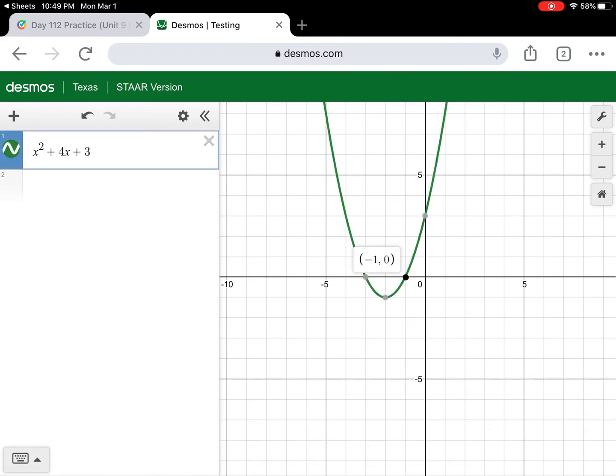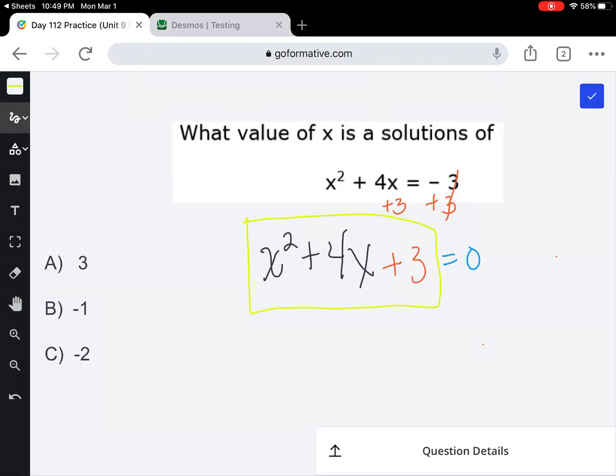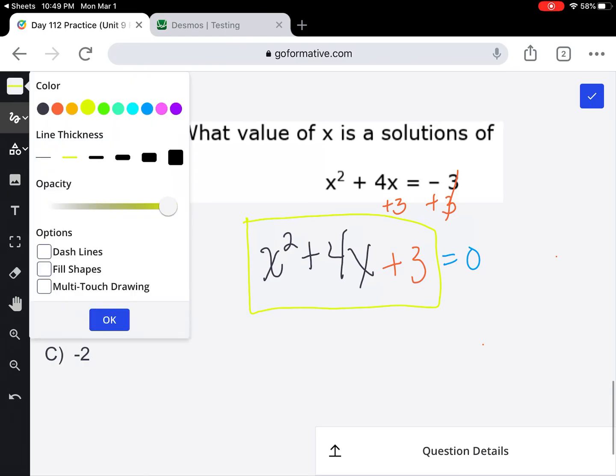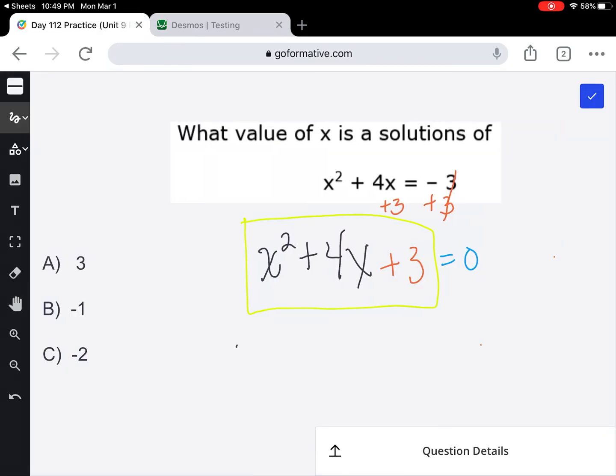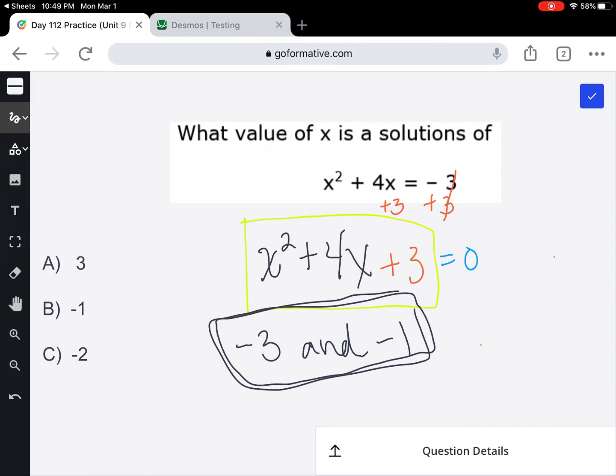Here it is. We touch the x-intercepts. Those are my solutions. There's 1 at the number -3 and -1. Which answer choice has one of those solutions? Very easy.